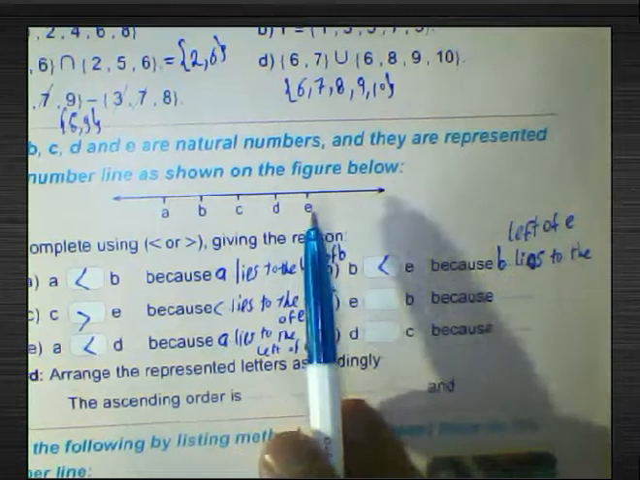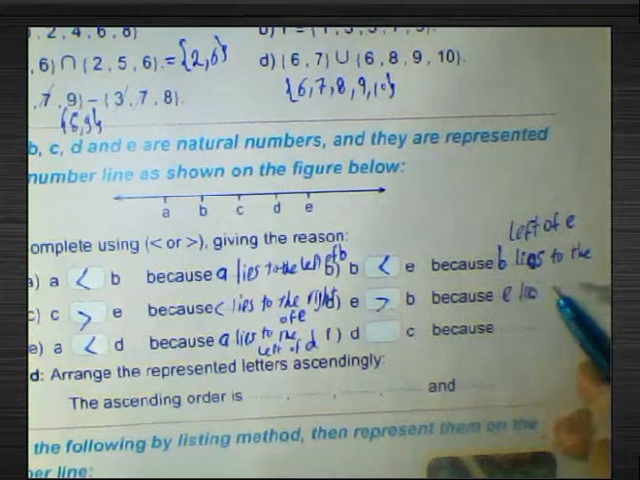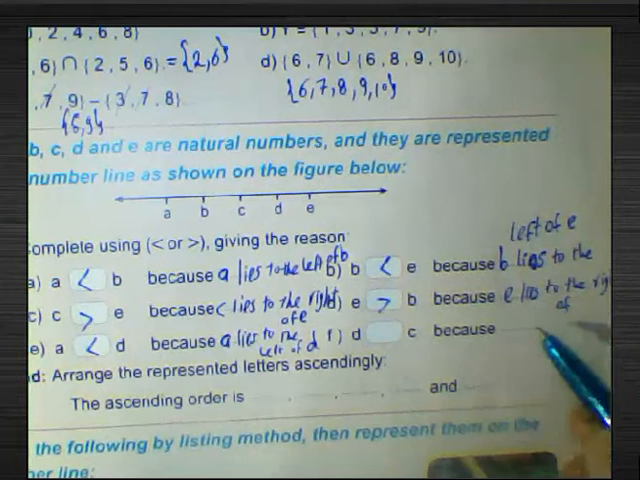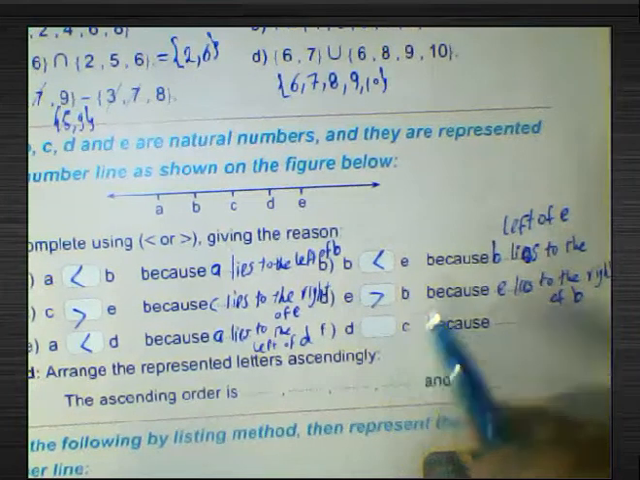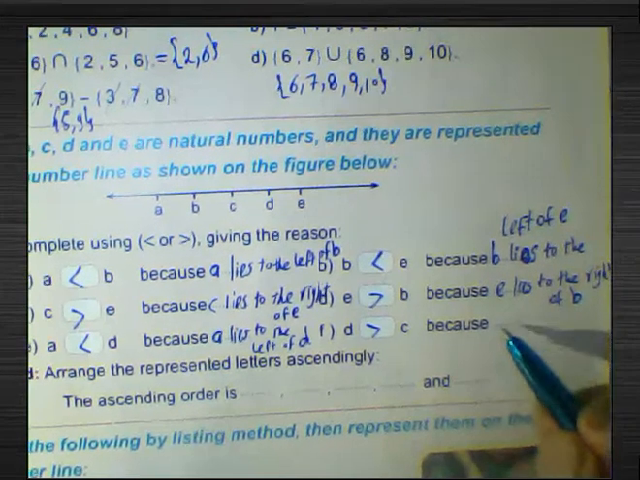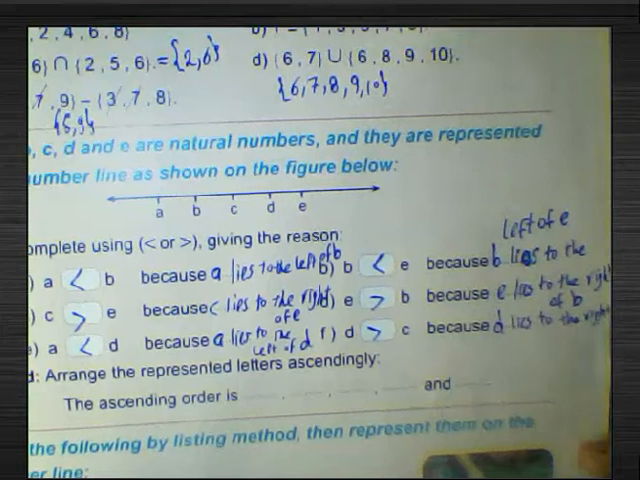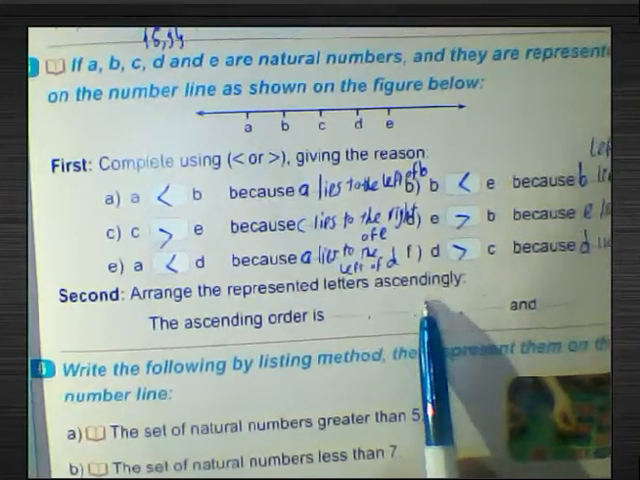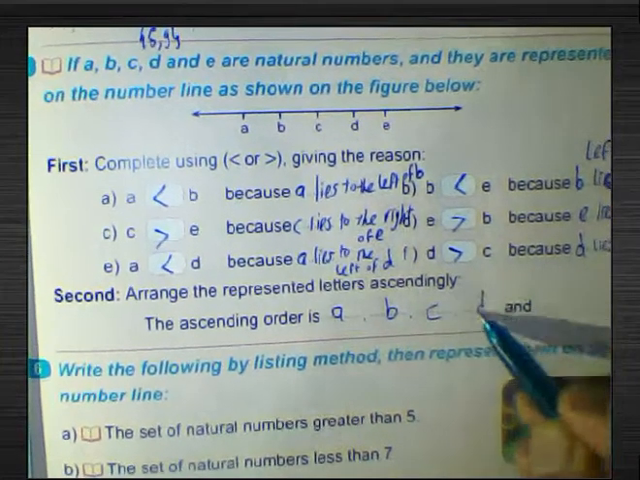E and B, E more than B because E lies to the right of B. D and C, D more than C because D lies to the right of C. Arrange the present letters ascendingly from smallest to greatest: A, B, C, D, E.